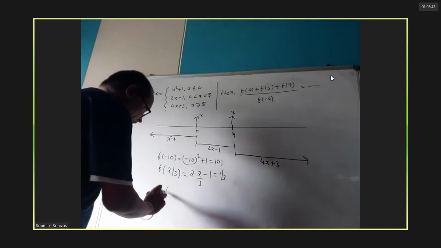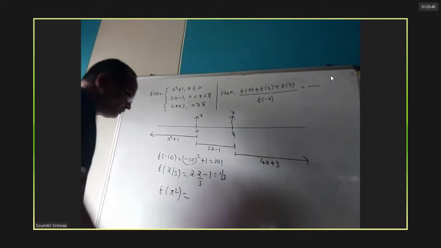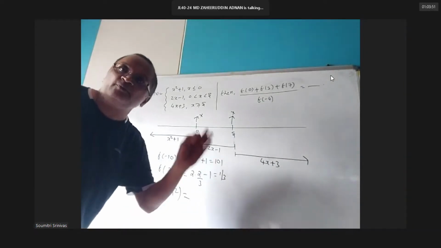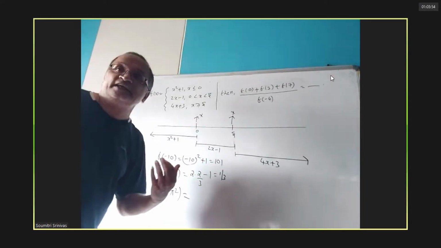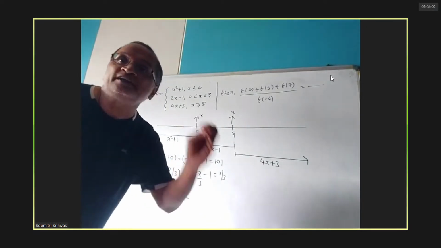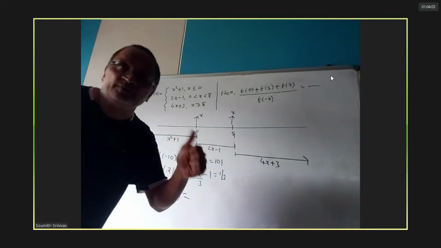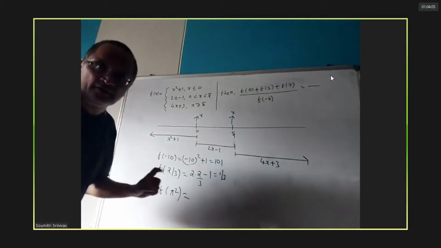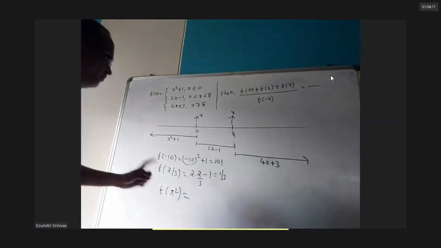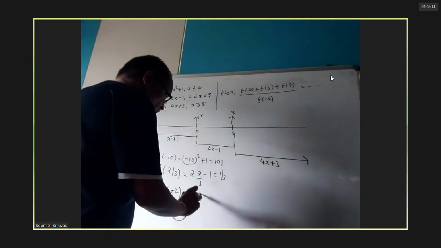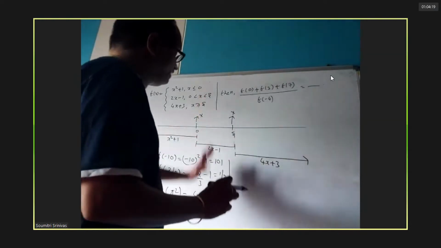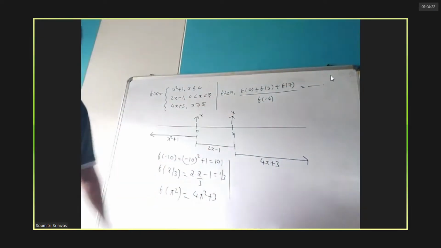What is f of pi square? What is the approximate value of pi? 3.14. Squaring it, what does pi square become? 9 point something. Where will 9 point something fall: first, second, or third? Third interval. Therefore, f of pi square is 4 pi square. Use this idea, draw the figure, and give the answer for this. Simple problem.